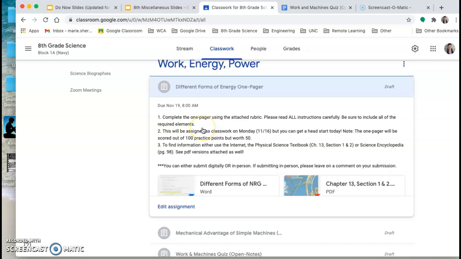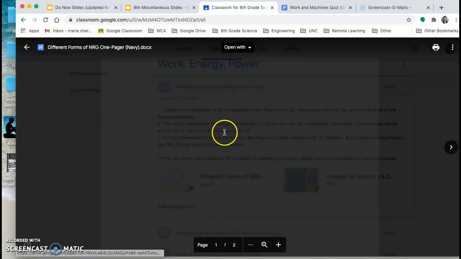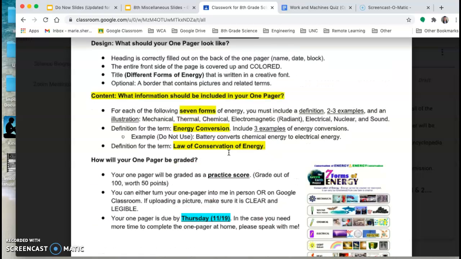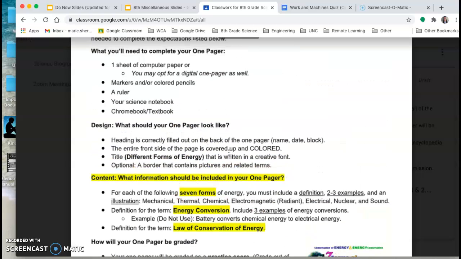This will be posted as well. Like I said, you're going to want to pull up the rubric to see what needs to be included on your one-pager and how you'll be graded as well.